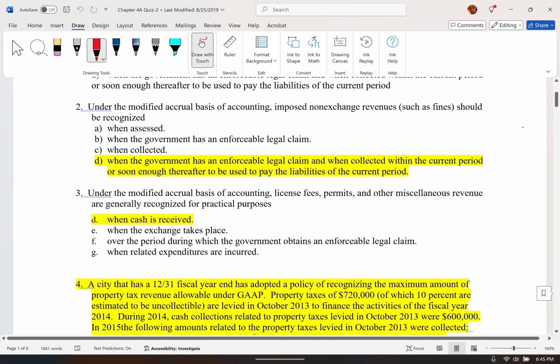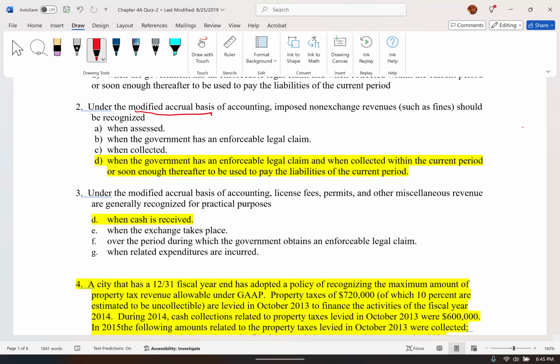Number two, under the modified accrual basis of accounting, imposed non-exchange revenues, such as fines, should be recognized when the government has a legally enforceable claim and when collection within the current period or soon enough thereafter is used to pay liabilities of the current period. That's for modified accrual. I probably should have pointed that out there.